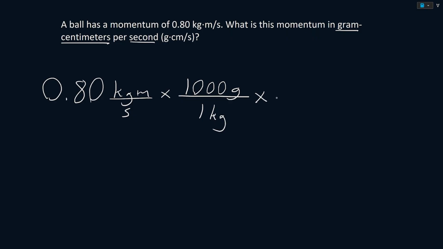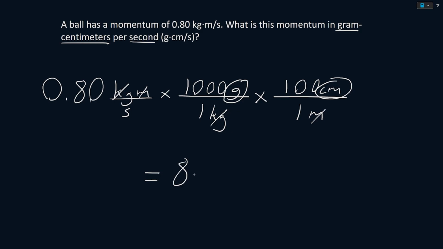Then we will convert the meters to centimeters by multiplying by our conversion factor of 100 centimeters per 1 meter. Here we can see that the kilograms cancel and leave us with grams, and the meters cancel and leave us with centimeters. Solving this, we get that 0.8 kilogram meters per second is equivalent to 8 times 10 to the 4 gram centimeters per second.